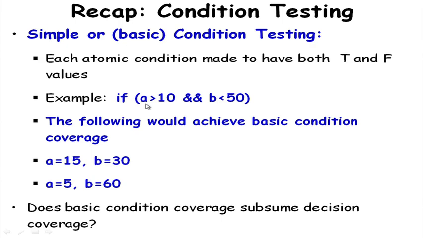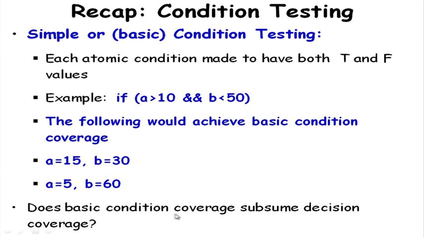For example, let me just have two alternate test cases. In the first test case A is 15 and B is 60, and in the second test case A is 5 and B is 30. In this case, both the test cases will make the decision evaluate to false, and therefore decision coverage will not be achieved, because the complete branch expression is not getting true and false values. The basic condition coverage does not ensure decision coverage.